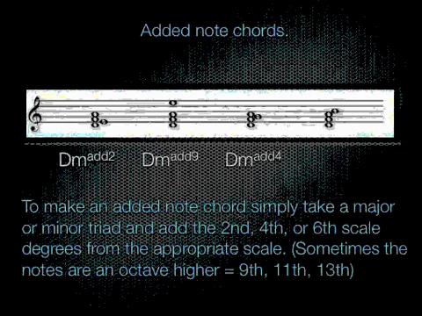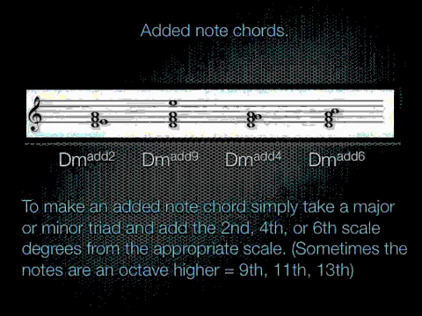Here would be an add 4th, and here would be an add 6. So in other words, it's simple to name them. You figure out what is the basic triad, and then you add whatever the note is that you're adding. Again, though, keep in mind that the note that you're adding must be from the appropriate scale.